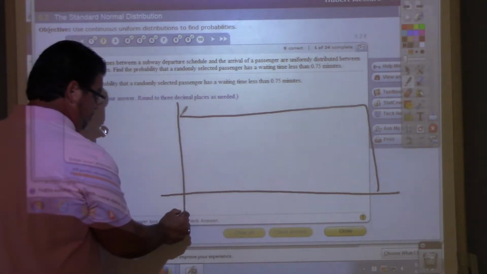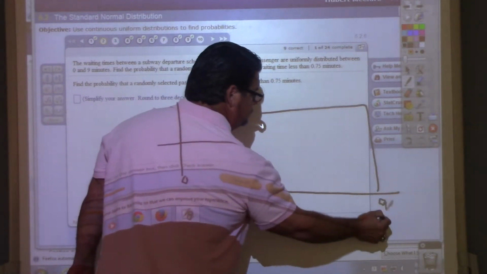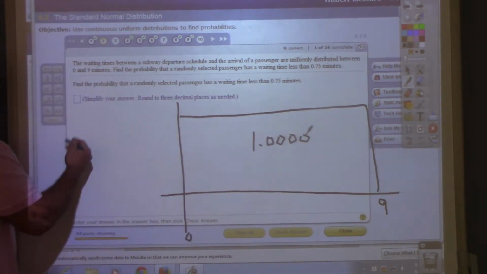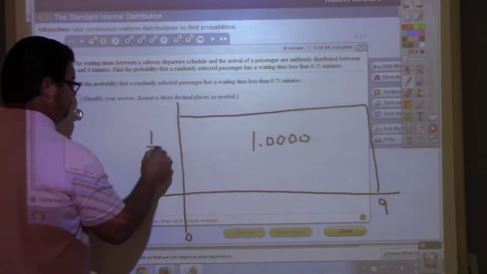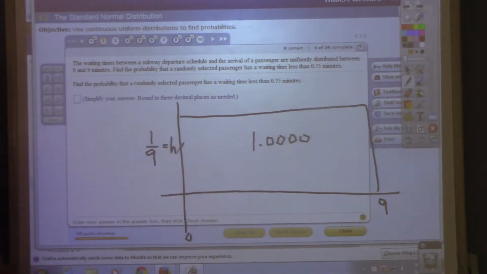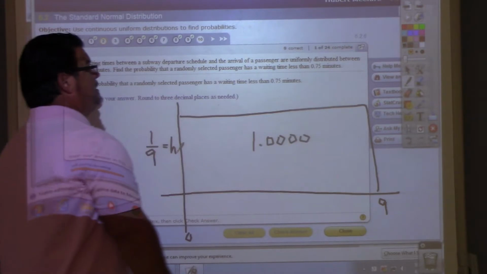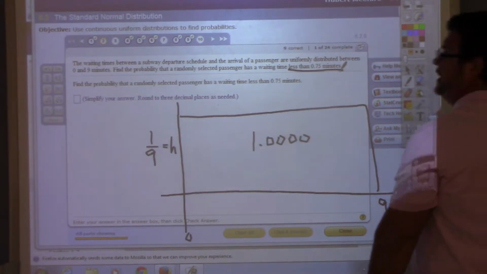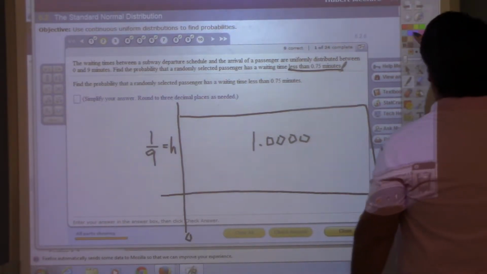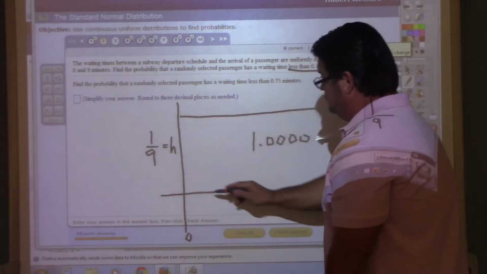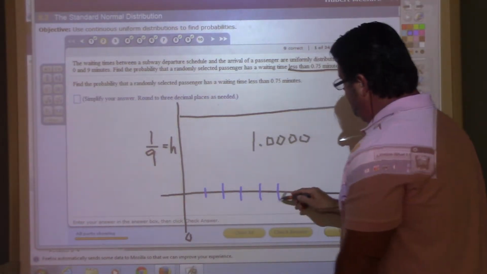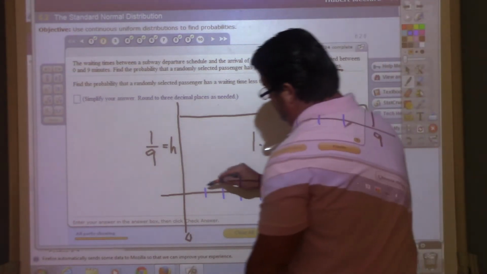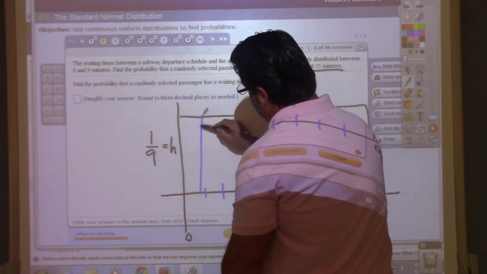So 0 to 9. That means that height is equal to 1/9. Find the probability that a randomly selected passenger has a waiting time less than... Less than means to the left. Left, less. So 1, 2, 3, 4, 5, 6, 7, 8, 9. And 0.75 minutes is 3/4 of a minute. And less than means left.